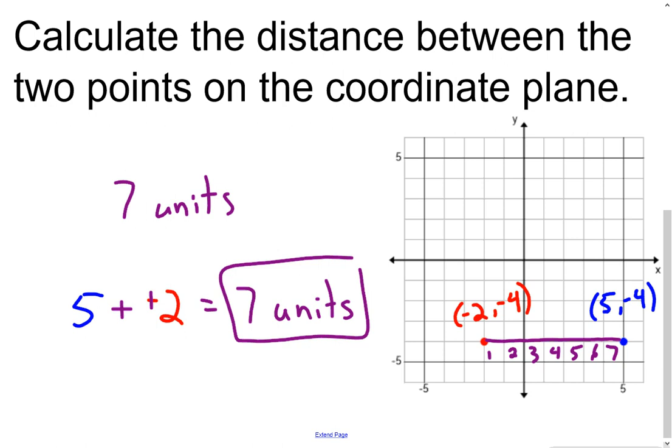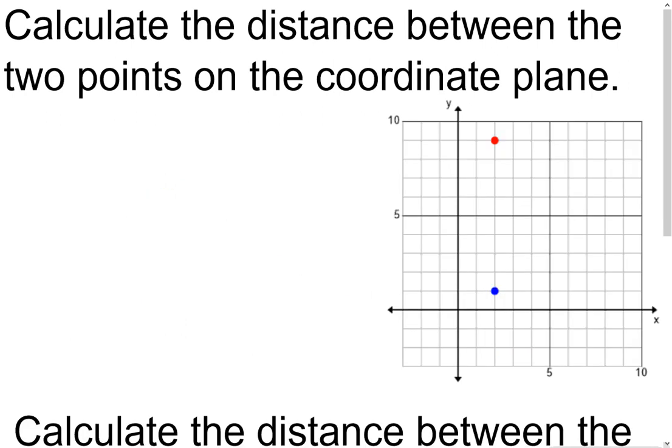So whether we count the distance in between or we subtract the coordinates, we're going to end up with the same distance between our 2 points. Well, what happens when those points are going, call it, up and down? Well, not really any different. We can still look at this and go, how far is it in between them? And I can count 1, 2, 3, 4, 5, 6, 7, 8. So the distance would be 8 units.